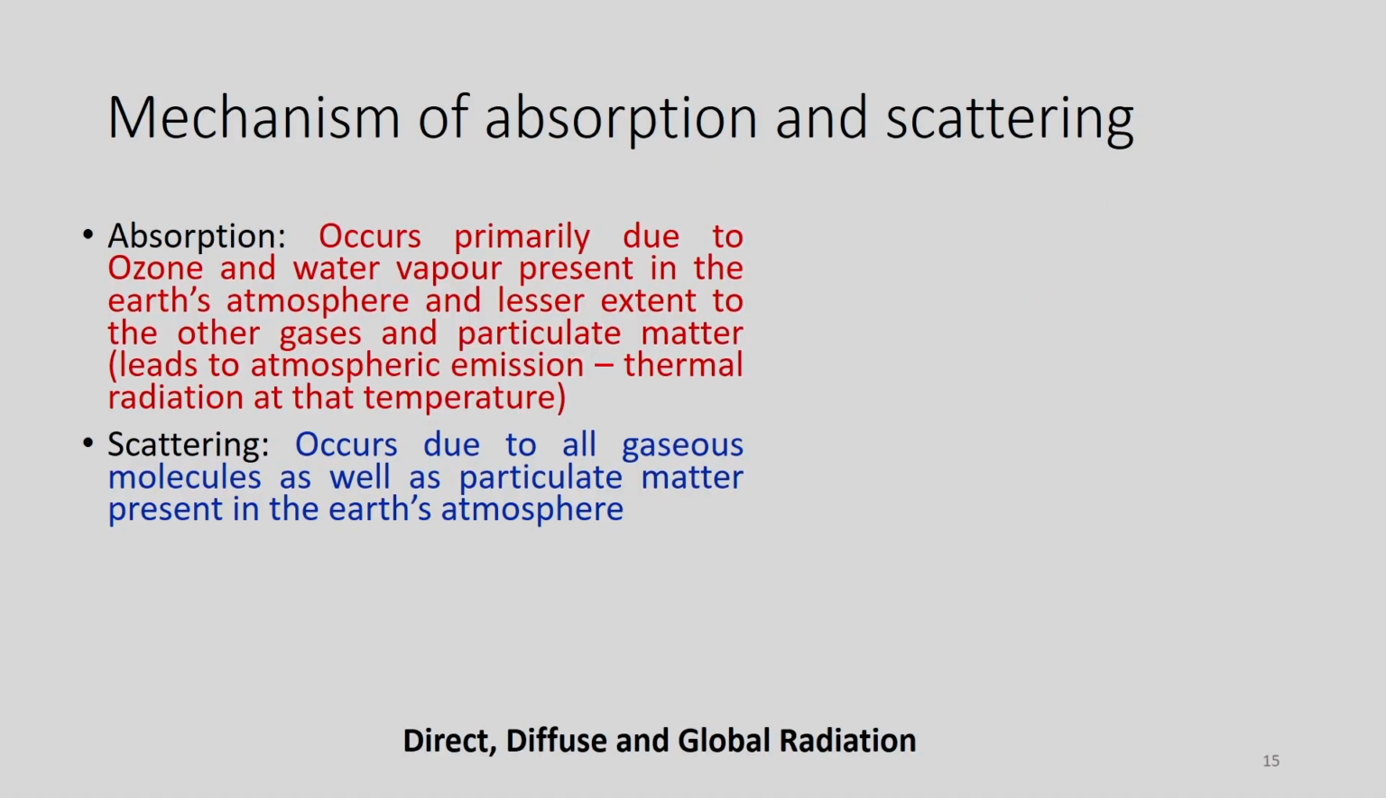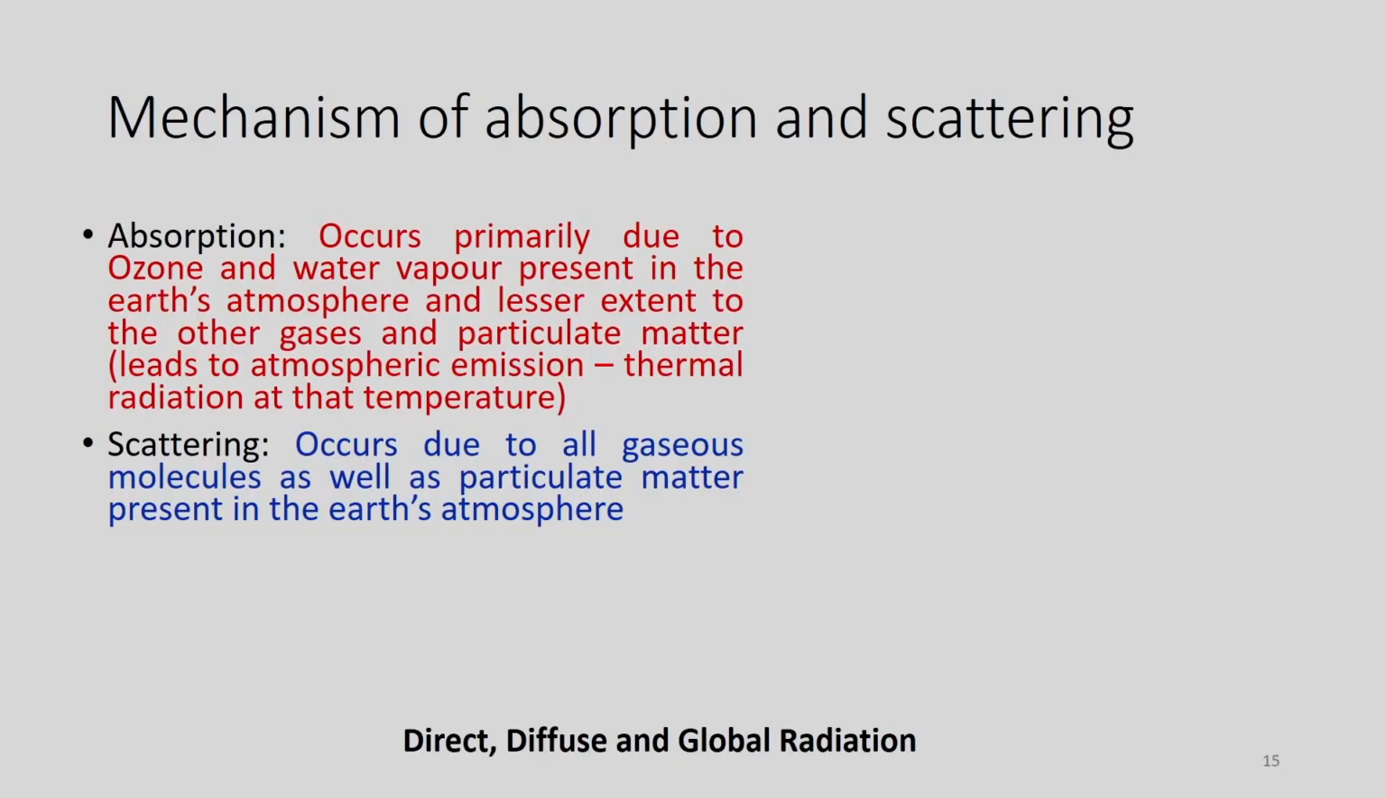Now we will discuss the mechanism of absorption and scattering, which is very important for understanding what diffuse radiation and normal radiation are. After these lectures we will learn about the different instruments used for radiation measurement, how these two radiations differ, and what kinds of conversion devices we can make under what conditions.